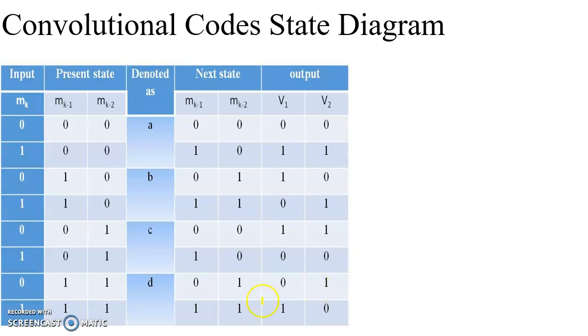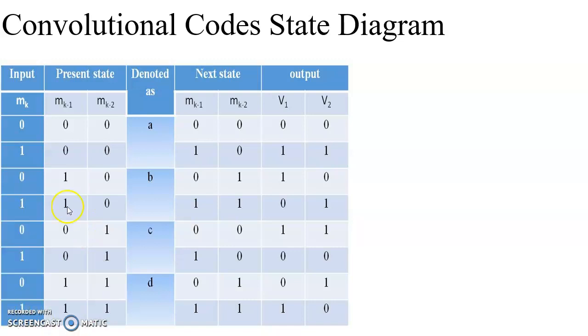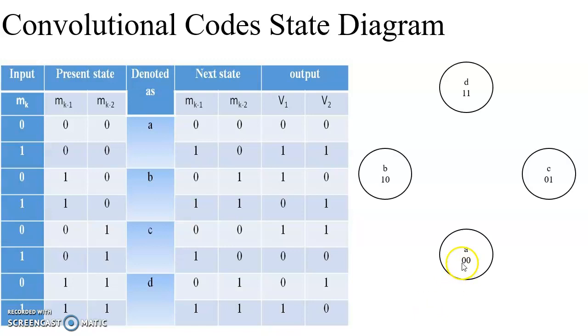Now coming on to the next, we have with us the convolutional state. I'll take the arrow option. We have the state table with us. From that we are going to draw the state diagram. So these are the 4 states A, B, C, D. Present states 0, 0, B 1, 0, C 0, 1, D 1, 1. Now we have to see how they are going to be formed.